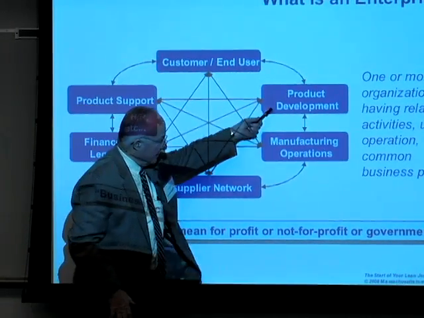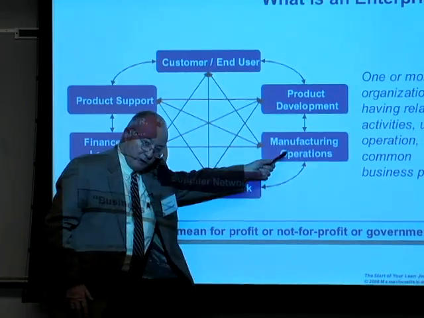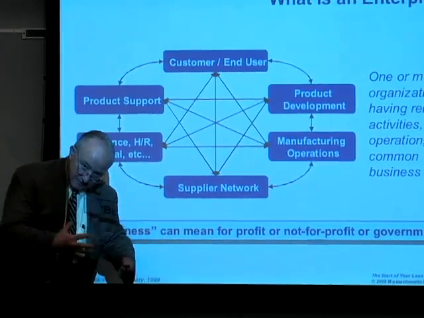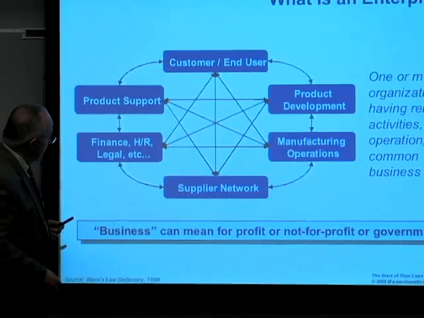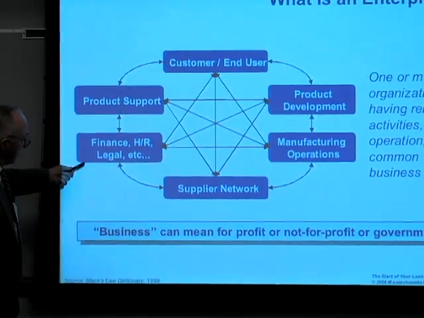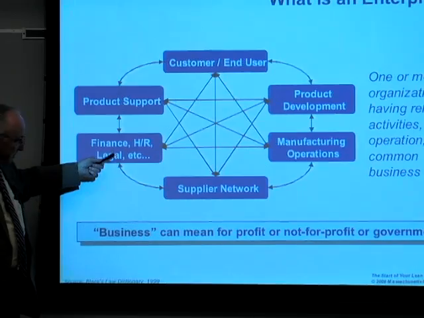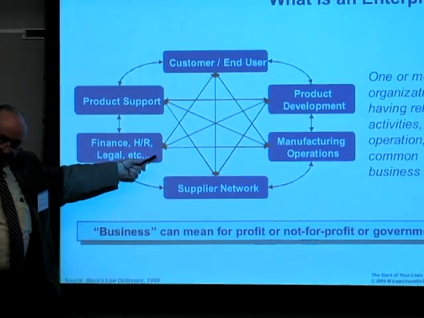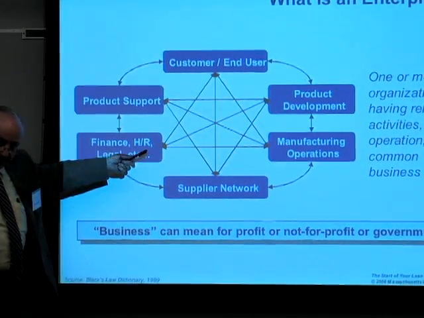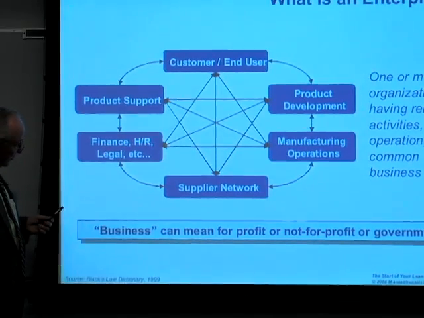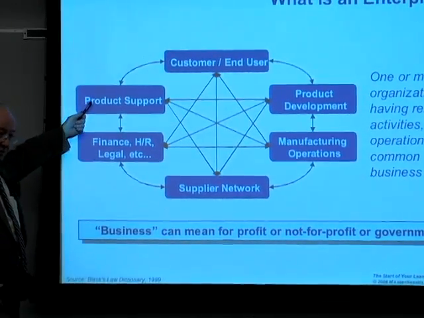And then manufacturing operations and our supplier network add the value to create the product. And there's a bunch of supporting organizations: finance that keeps the books, the human resources people that acquire the personnel and provide the benefits and so forth, and do the training, legal obviously, and then product support.